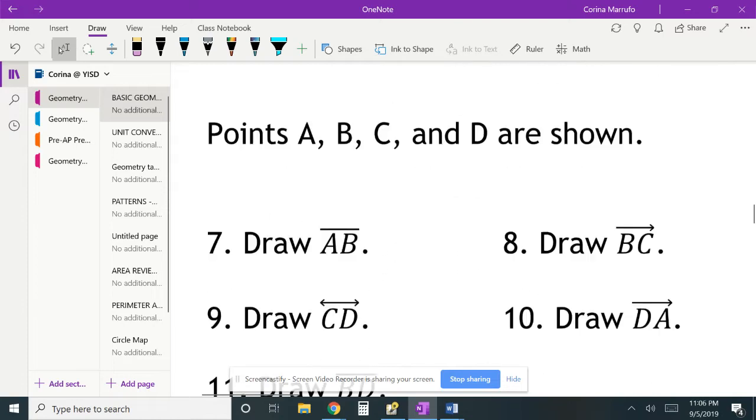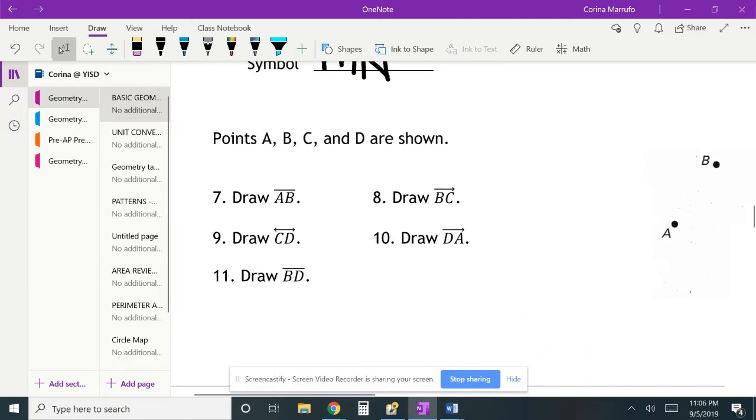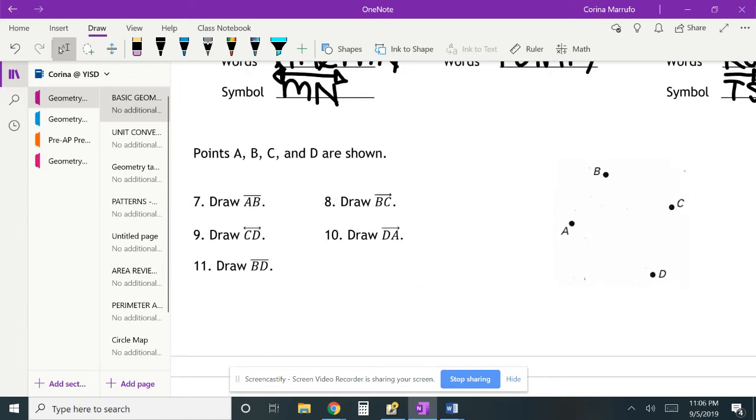Okay, so A, B, C, and D are shown. They want us to draw a segment from A to B. So we're going to do number 7. They want us to draw a segment. So from A to B, you drew a segment.